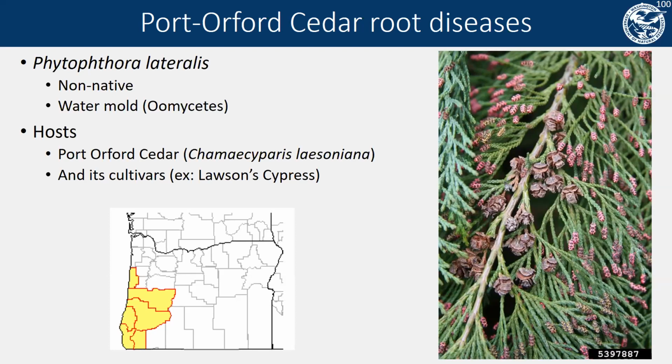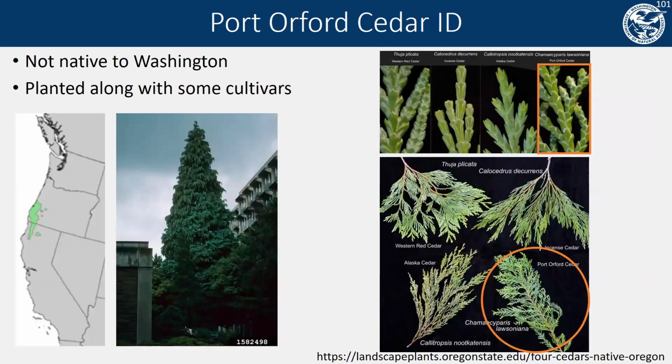So if we look at a distribution map of this pathogen, it's mainly in southwestern Oregon because that is where Port-Orford cedars are native to. And so, a little background on this tree. If you're not familiar with it, it is not native to Washington, but it is planted throughout here along with some cultivars in some ornamental settings where it can become a nice, beautiful tree.